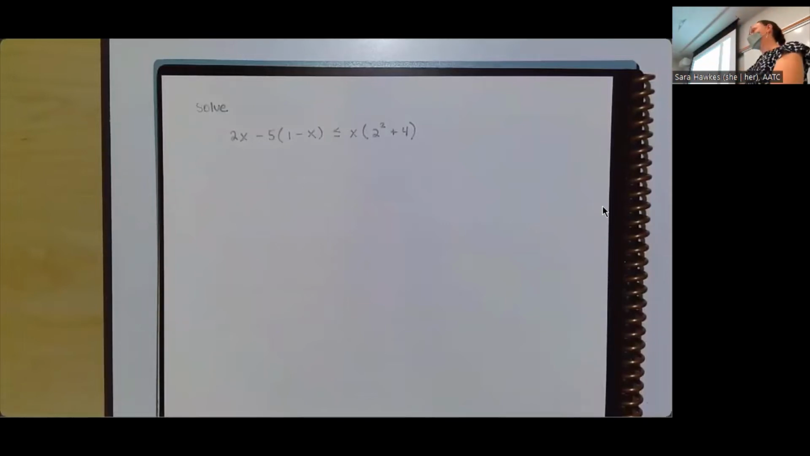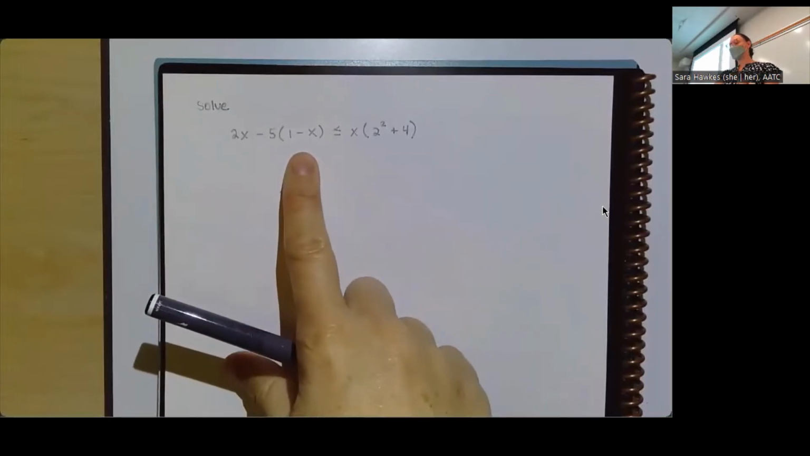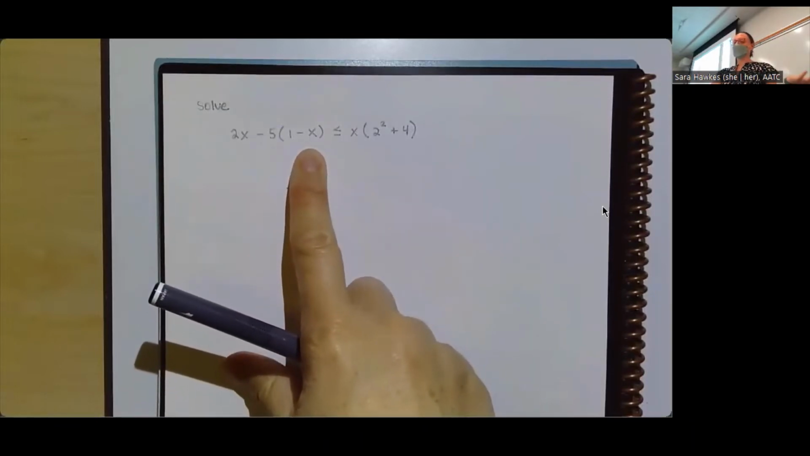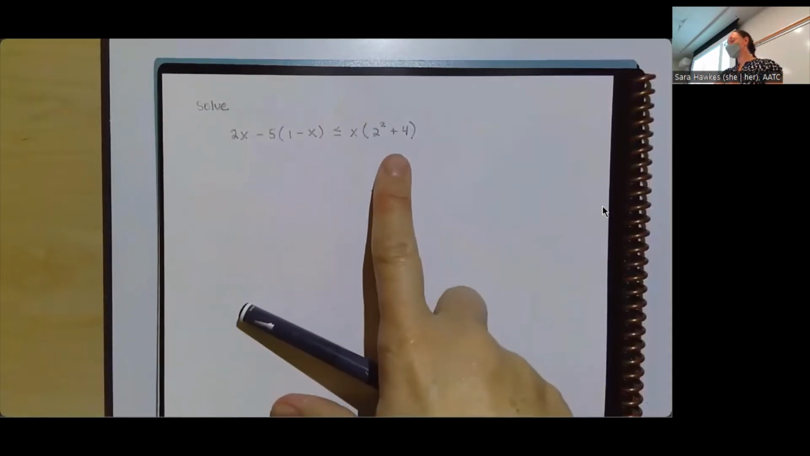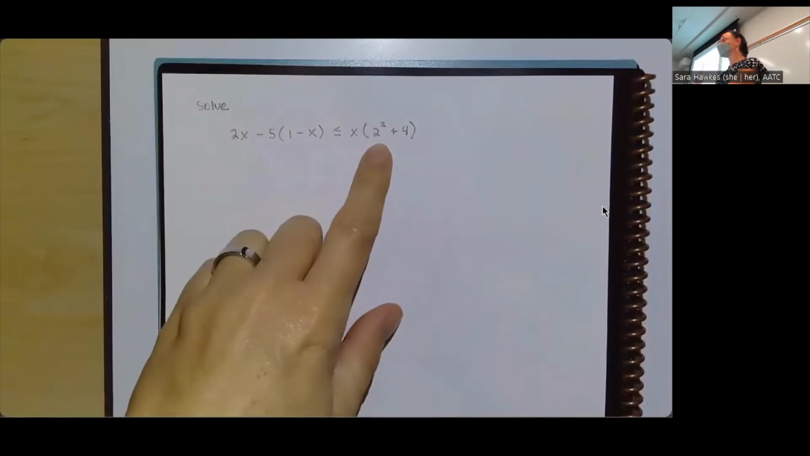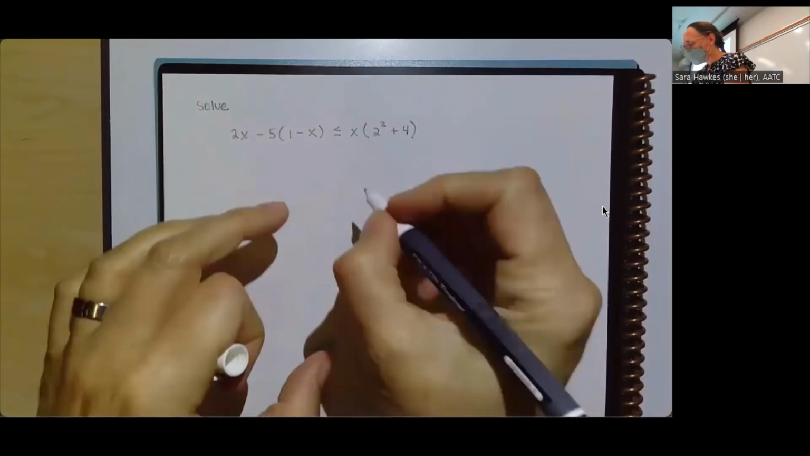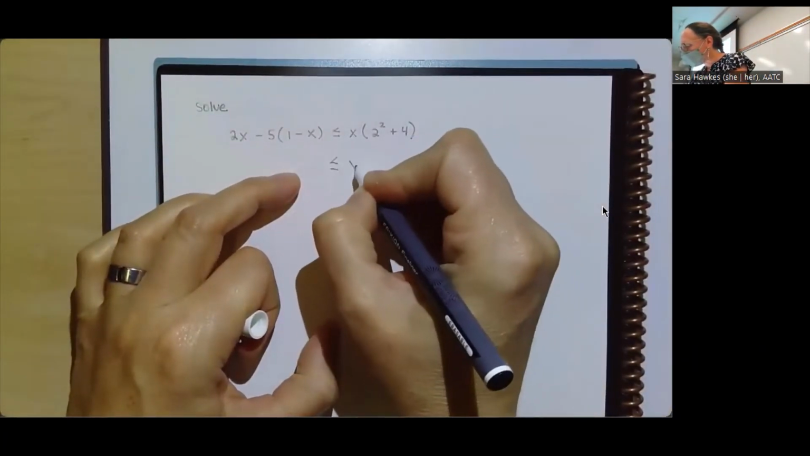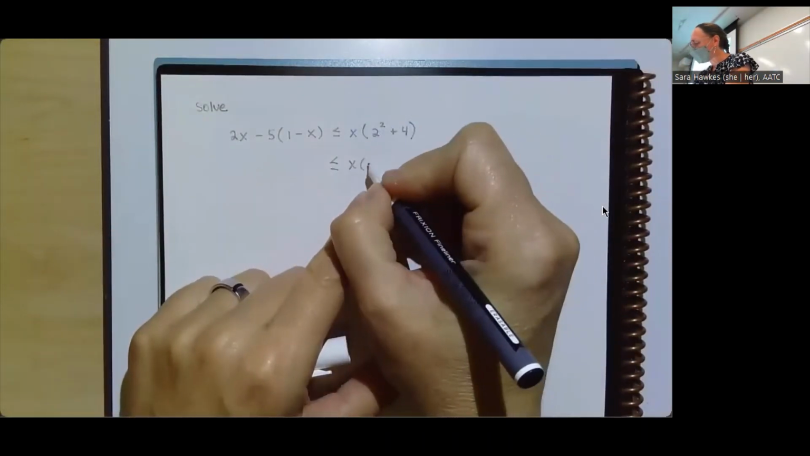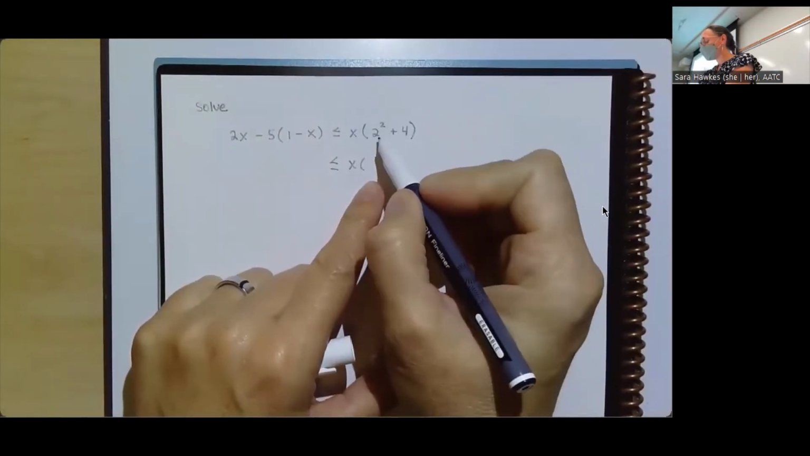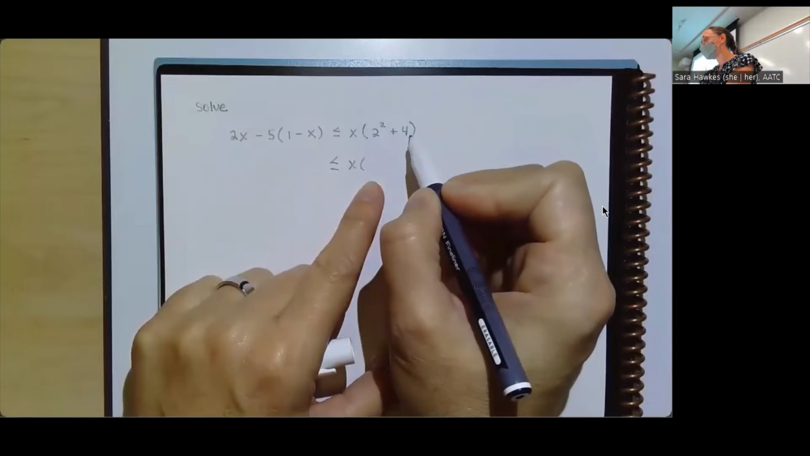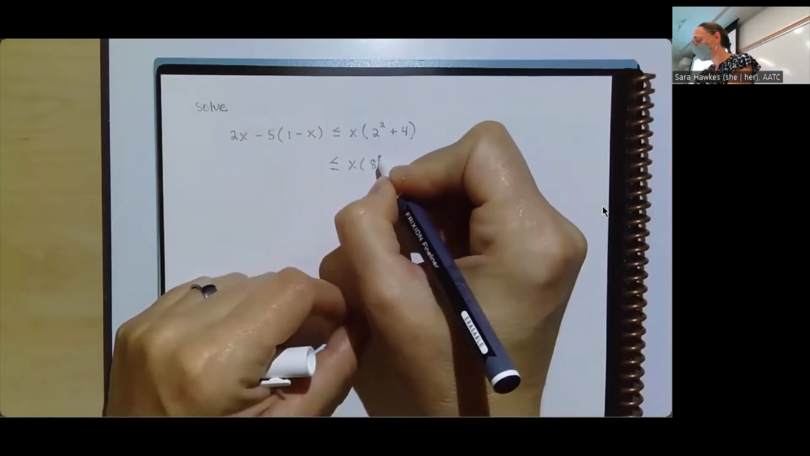Okay. I got parentheses, so I want to go back to thinking about PEMDAS. Gotta combine what I can in parentheses first. So here I've got a 1 and a negative x. Can't do much with that. Moving on to these. Great. I have stuff in parentheses and I need to deal with the exponents first. So this is going to look like x times 2 squared is 4. So I'm going to have 4 plus 4, which is 8.